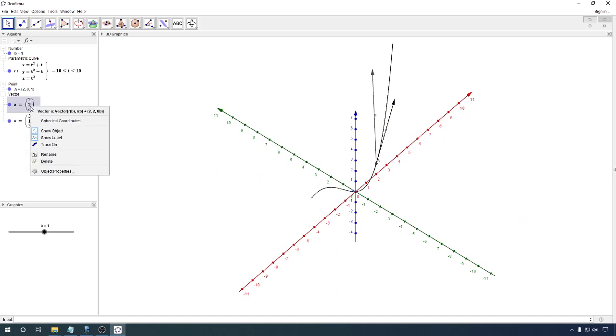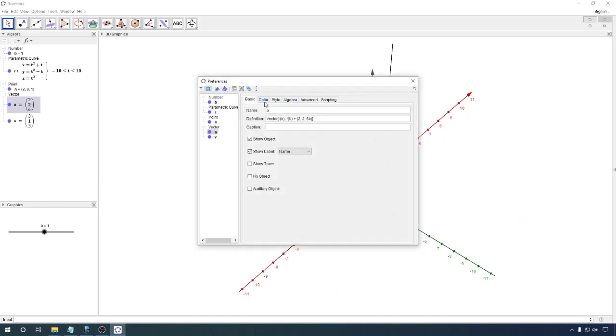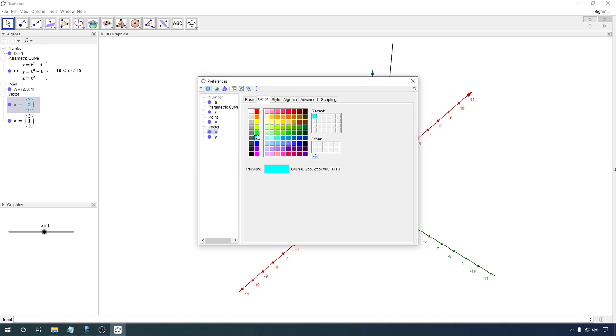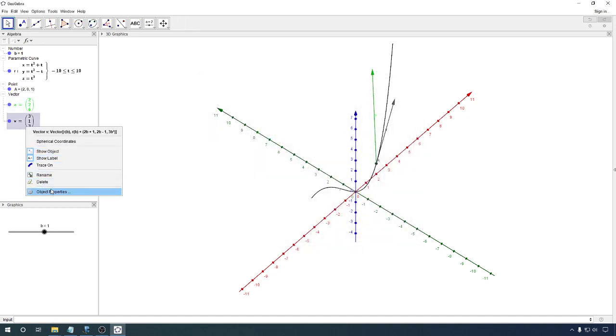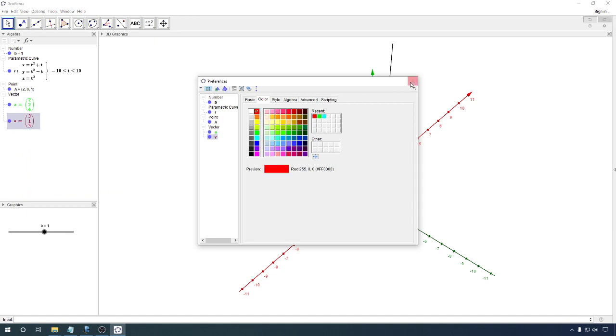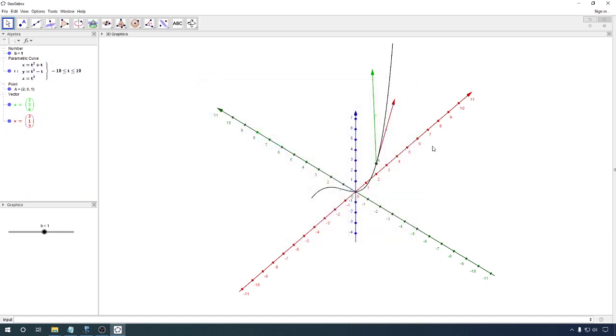So maybe I'll even give these colors. Let's make the acceleration a green color, and the velocity a red color, to kind of distinguish them from the curve. So the curve is in black, and then we have green and red for our two vectors.